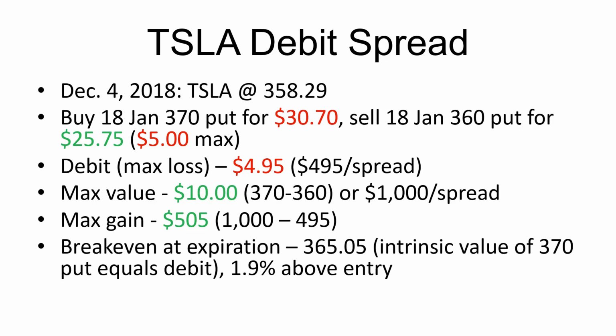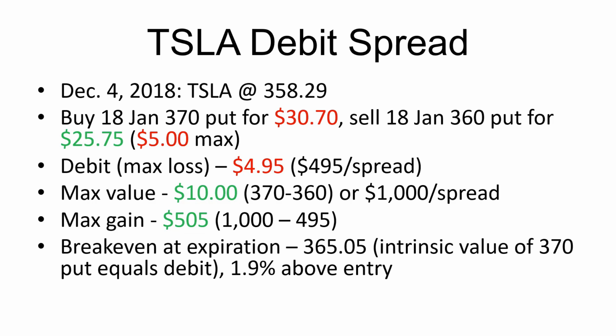The maximum that we wanted to put this trade on for was $5, but as you can see there, based on the option prices of $30.70 for the 370 and $25.75 for the 360, we were able to get into this trade at a debit of $4.95 or $495 per spread. Now, the maximum value of this spread has a 10-point width, so the maximum value is $1,000. And if that happens at expiration, we would have a maximum gain of $505, subtracting the debit from the width.